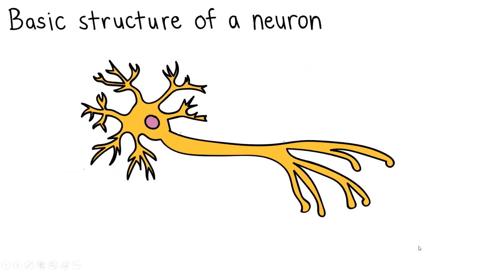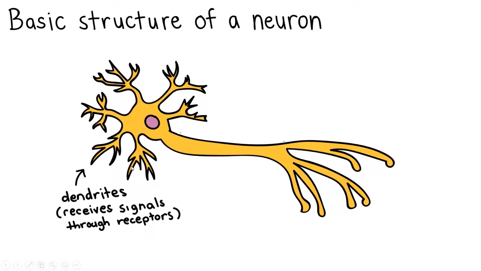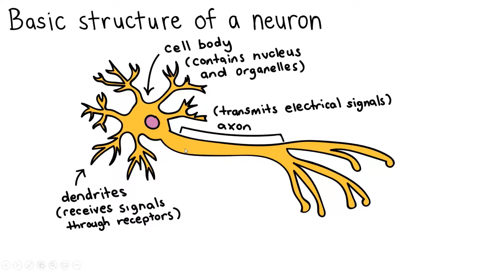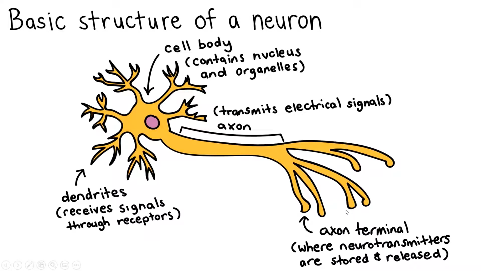Let's go over the basic structure of a neuron. These branch-like structures you see here are called dendrites, and they are the part of the neuron that receives signals through various receptors. The cell body is the part that contains the nucleus and organelles. This long area here is the axon, which transmits the electrical signal that is received from the dendrites. Finally, these bulb-like structures at the end of the neuron are the axon terminals, which store and release neurotransmitters.